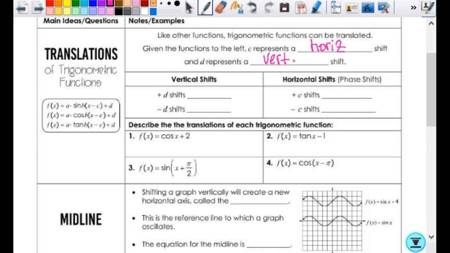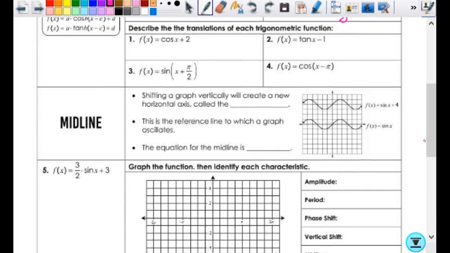So as we know from every other transformation that we have done before, plus D shifts up, minus D shifts down, plus C shifts what? Down. That's okay, it's C, left. And the horizontal shifts are called phase shifts for trig functions. And minus C goes right, because remember that X lies. So that should be no-brainer. We've been doing transformations for a long time. Hopefully we get this.